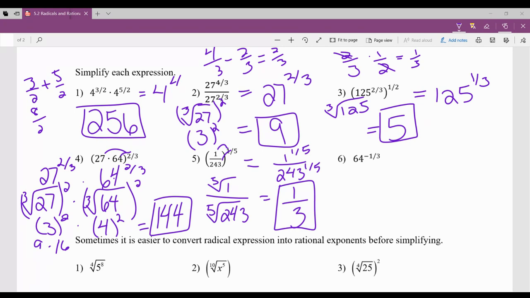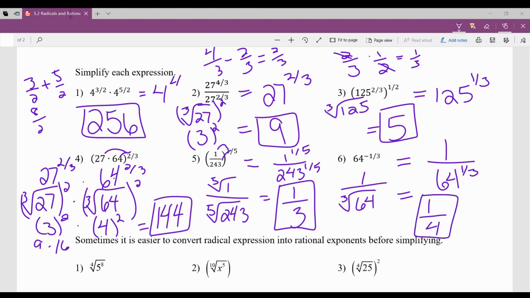All right, for number 6, we've got a negative exponent. So what do we do with a negative exponent? We relocate it into the denominator, and then we make it a positive exponent. And then we put a 1 up top. So now we have 1 over 64 to the 1/3. So that's going to be power over root. So it's going to be 1 over the cube root of 64 raised to the first power, but we don't really need to write that, equals 1 over the cube root of 64, which is 4. Final answer.